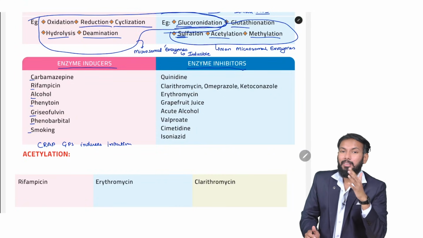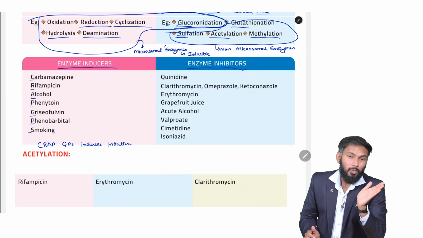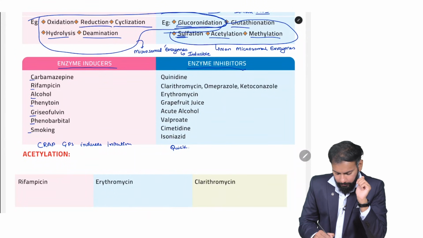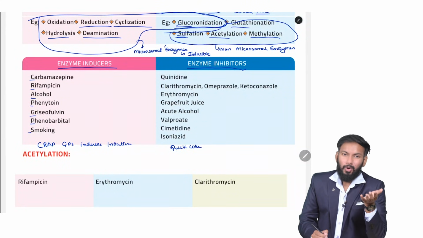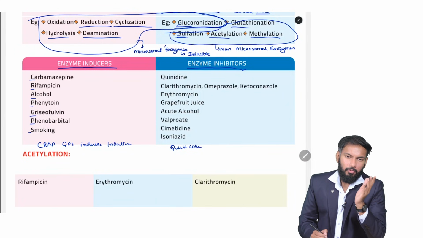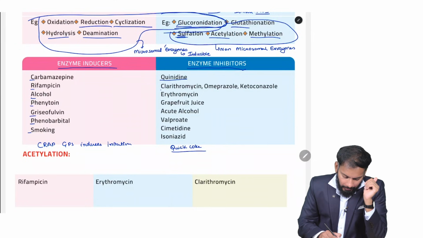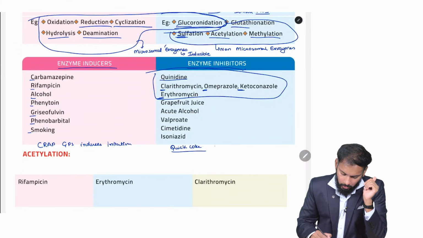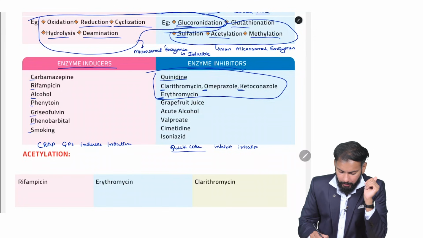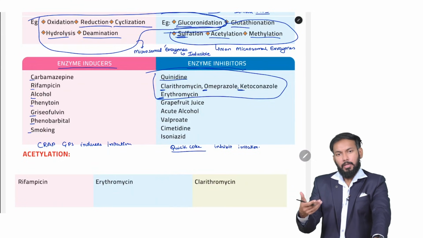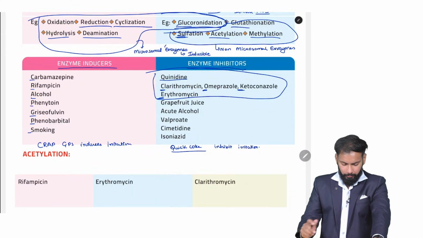Then I told you, whenever there is irritation, the other friend tries to inhibit this irritation by giving Quick Coke. I also told you he will give alcohol, grapefruit juice, vitamin C, all of these, but at least for now remember Quick Coke. Quick means quinidine, Coke means clarithromycin, omeprazole, ketoconazole, erythromycin. At least remember this much. Quick Coke will inhibit the irritation. These are enzyme inhibitors I want you to remember. So clarithromycin, omeprazole, ketoconazole, erythromycin and quinidine.